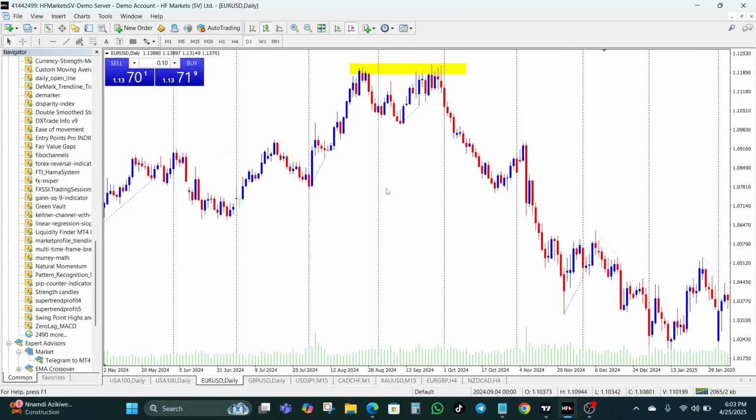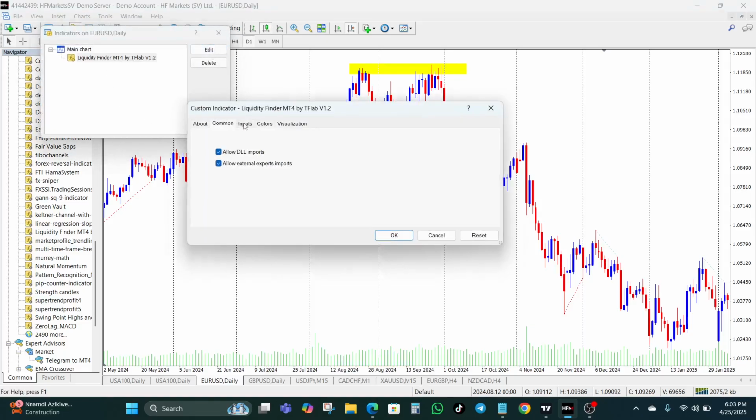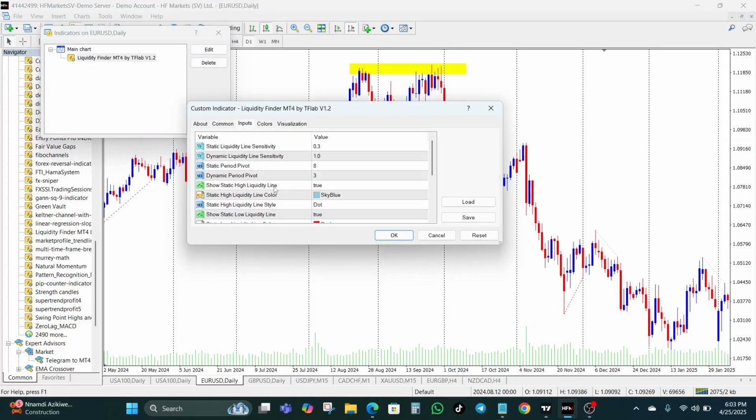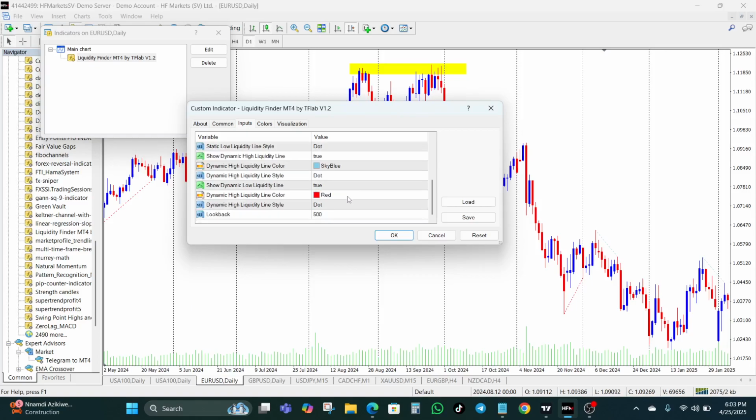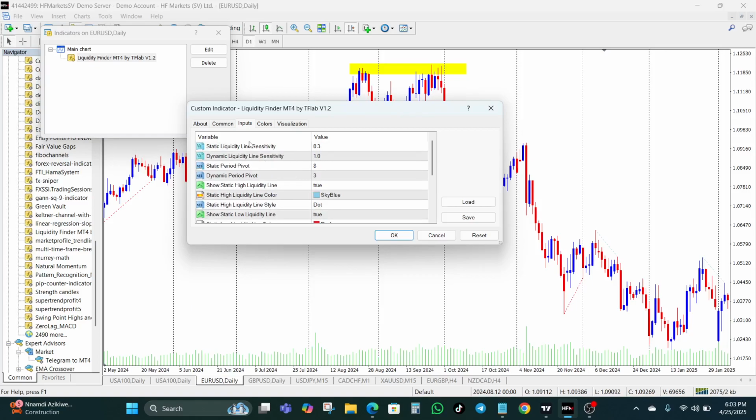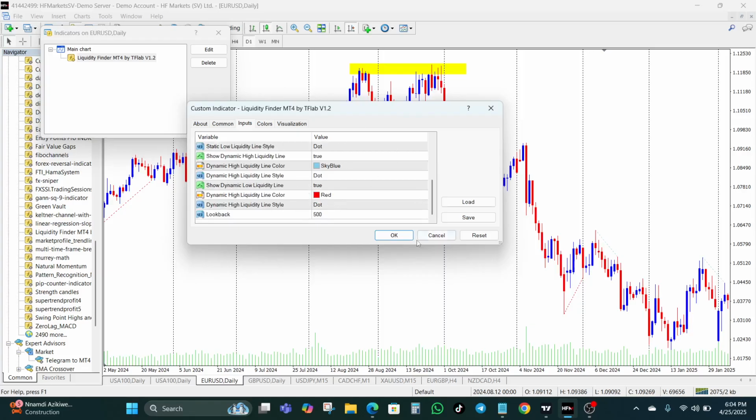Now, it's true that the indicator might not give detailed analysis or detailed signals. I can say that's one of the downsides, but the indicator can help you identify the prevailing momentum in the market at a given time. You can see the inputs for the indicator. You can modify it according to your trading style, whether you want to change the sensitivity of the static liquidity line or that of the dynamic liquidity line, or the static period pivots. All of that is dynamic, and you can modify these according to your taste.